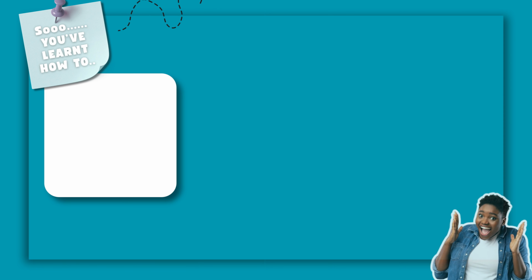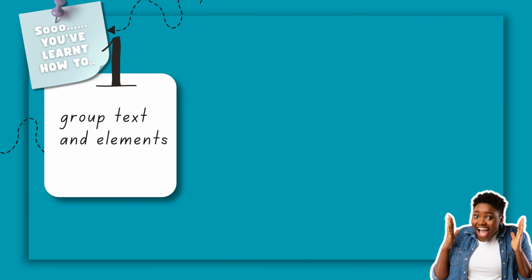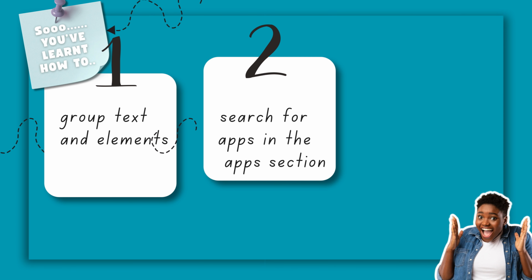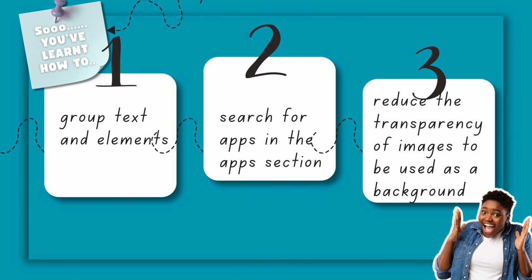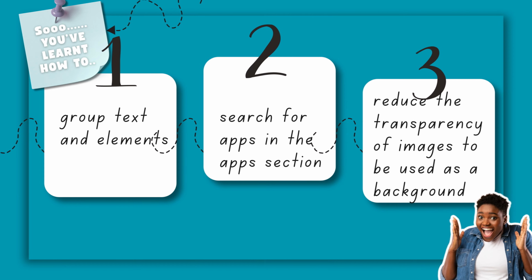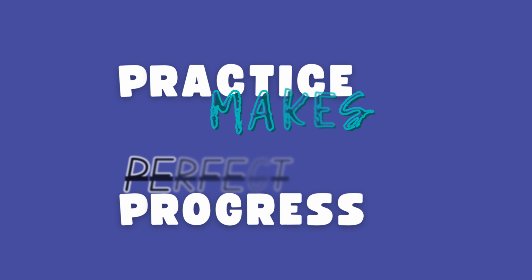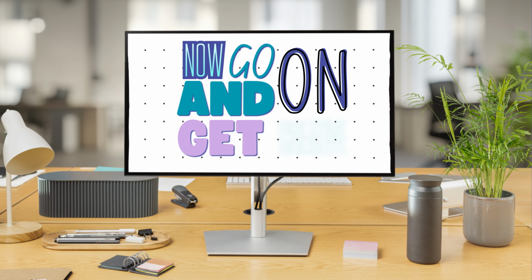So, you've learned how to group text and elements. Search for apps in the Apps section, and you've learned how to reduce the transparency of images to be used as a background. Now go on and get creative.